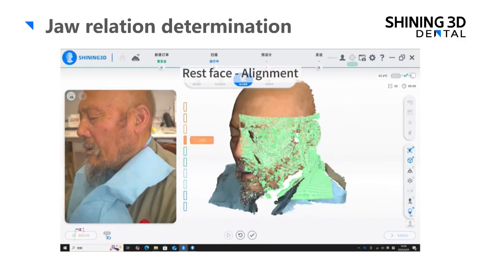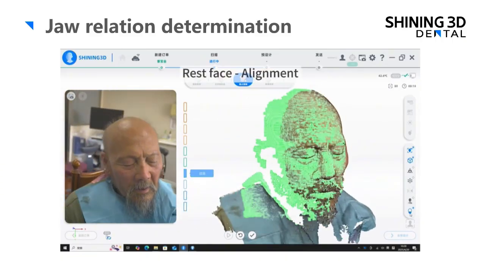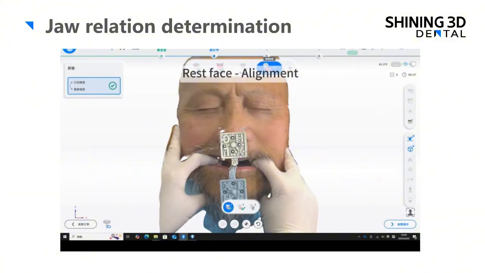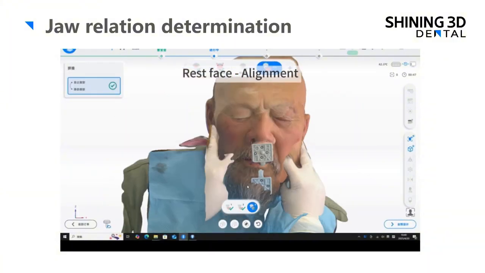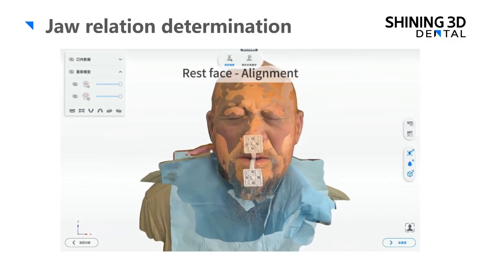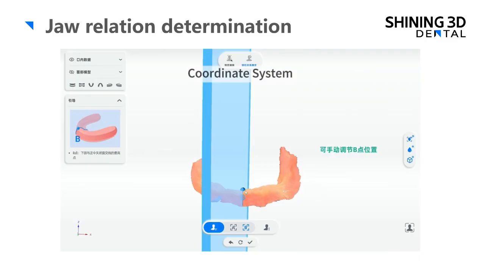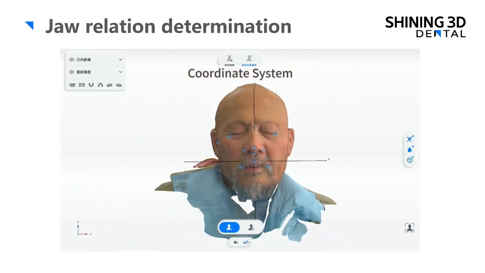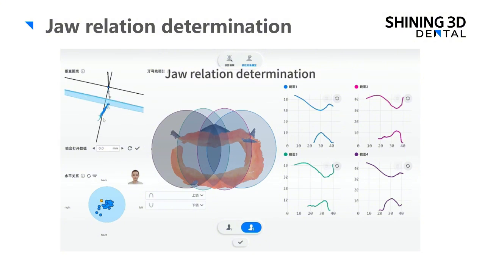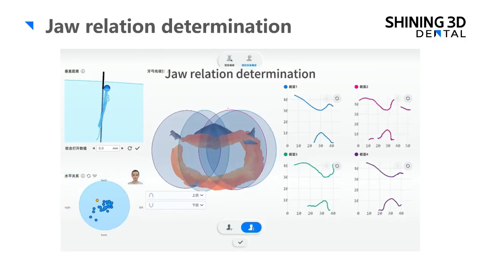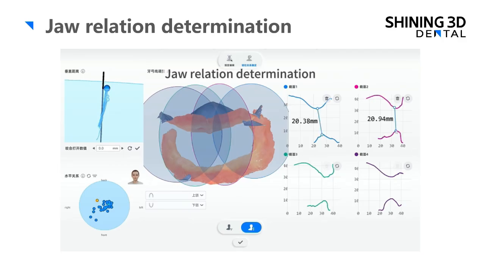For this patient, once the resting face scan is done, we can use the resting face to set the coordinate system that can help us do the adjustment for this patient. For the coordinate system setting, we use the A point, B point, the highest point and the lowest point, and then the coordinate system is done. And we are using the pre-designed interface to help us adjust the jaw relation. So we have the vertical dimension and also the horizontal relationship between each other.